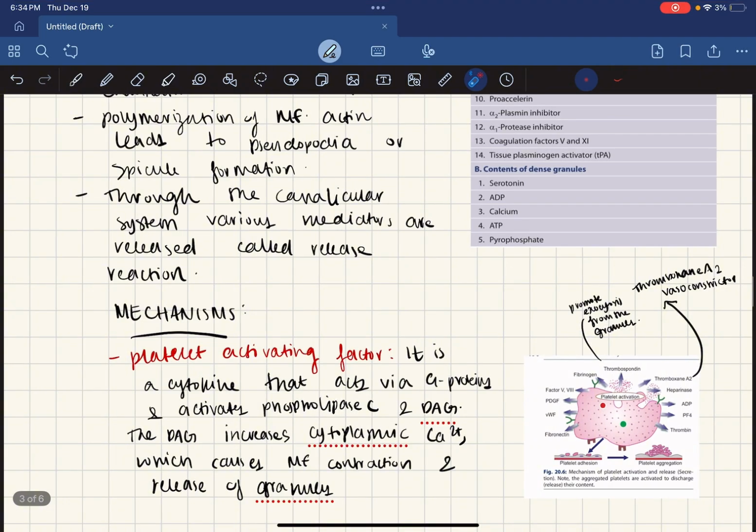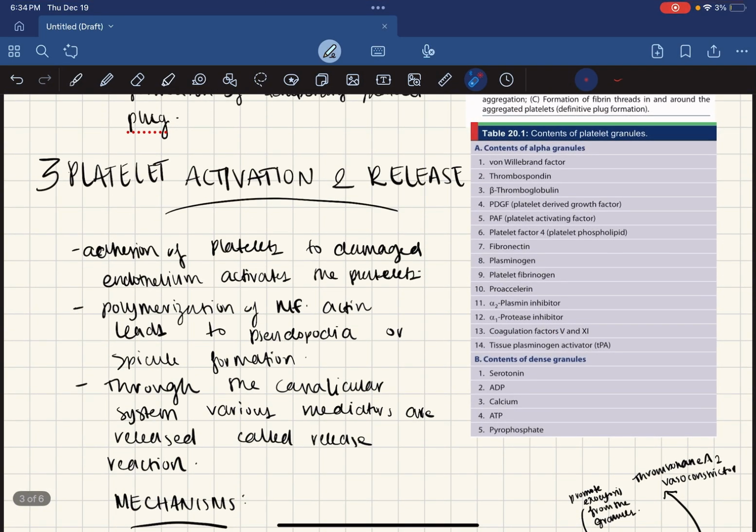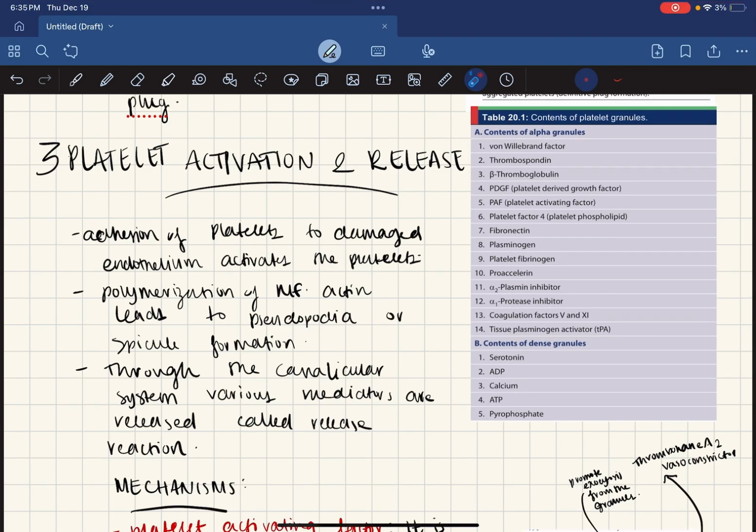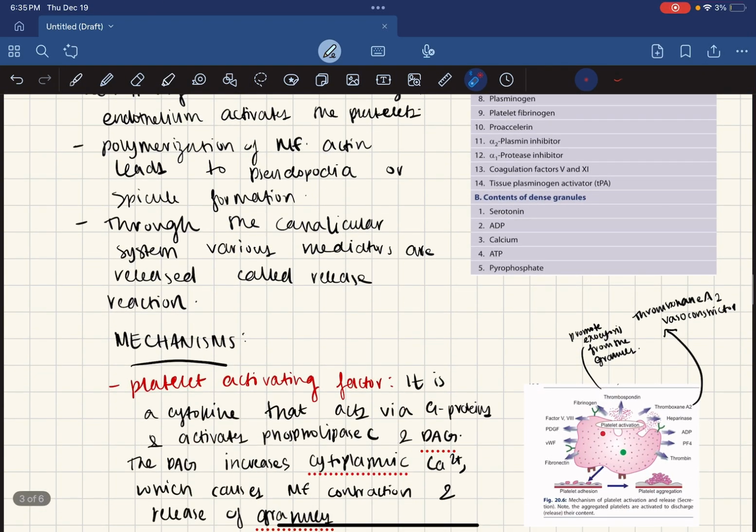The mediators are released due to the activation of two granules, that is you have your alpha granules and you have your dense granules. The alpha granules mainly consist of the other mediators that are needed for more platelet activation and adhesion. For example, von Willebrand factor, and thrombospondin also helps later in the platelet pathway for the secondary hemostatic plug formation, and platelet activating factor is also an important factor. All of these together help mainly to strengthen the temporary hemostatic plug, and they also help in aiding the formation of the secondary or the definitive hemostatic plug. Then you have the dense granules, which release serotonin, ADP, calcium, etc.